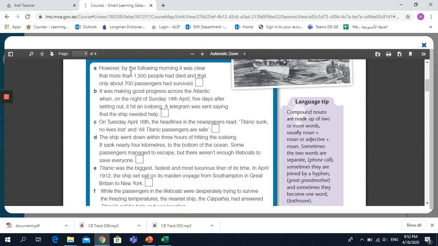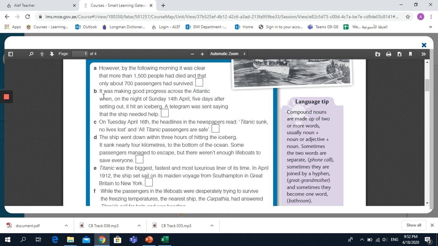Paragraph A: however, by the following morning, it was clear that more than 1,500 people had died and that only about 700 passengers had survived. So, do you think this is the first paragraph, the second, the third? We will check together. Where does this large number of people dying occur: in the beginning of the story, in the end, or in the middle?